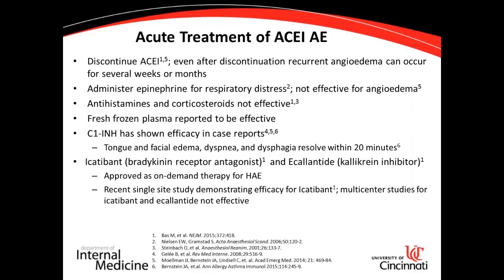The acute treatment of ACE-induced angioedema is discontinuation of the ACE inhibitor. Even after discontinuation, however, these patients can have recurrent angioedema several weeks or months later, so it's important to recognize that. One can administer epinephrine for respiratory distress, but it's not effective for the angioedema, nor are antihistamines and corticosteroids in many of these cases. There have been patients who have been administered fresh frozen plasma, which has been reported to be effective. Other cases have received C1 esterase inhibitor, which is used in hereditary angioedema, that have been shown to be effective, and also icatibant and ecallantide.